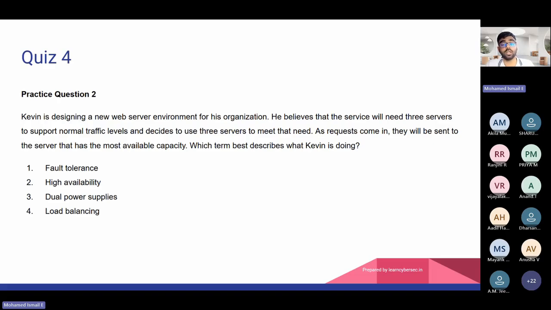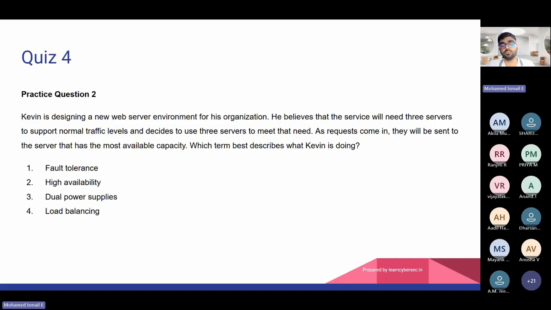Fault tolerance, number one, is not the right answer, because here we are not talking about a fault. There is no fault. The problem statement here is we need 3 servers to support normal traffic. High availability, yeah, could be the right answer. High available, because when they have more than one server, they are making sure of high availability. But high availability can be done with just 2 servers, right? So why do they need 3? So the twist here is they need 3 to meet the normal traffic level. Dual power supply is out of scope, because we are not talking about power supply at all in the question. So it's the odd one, we can eliminate.